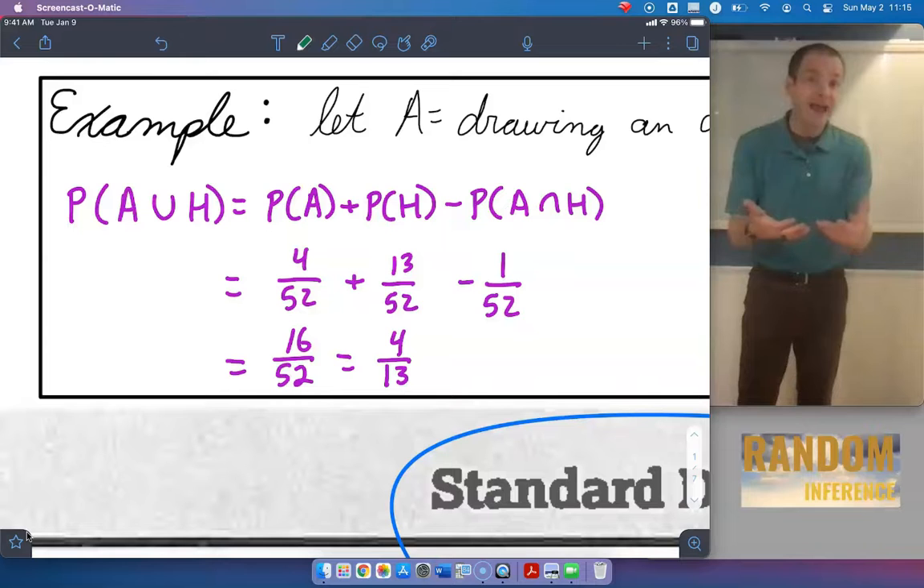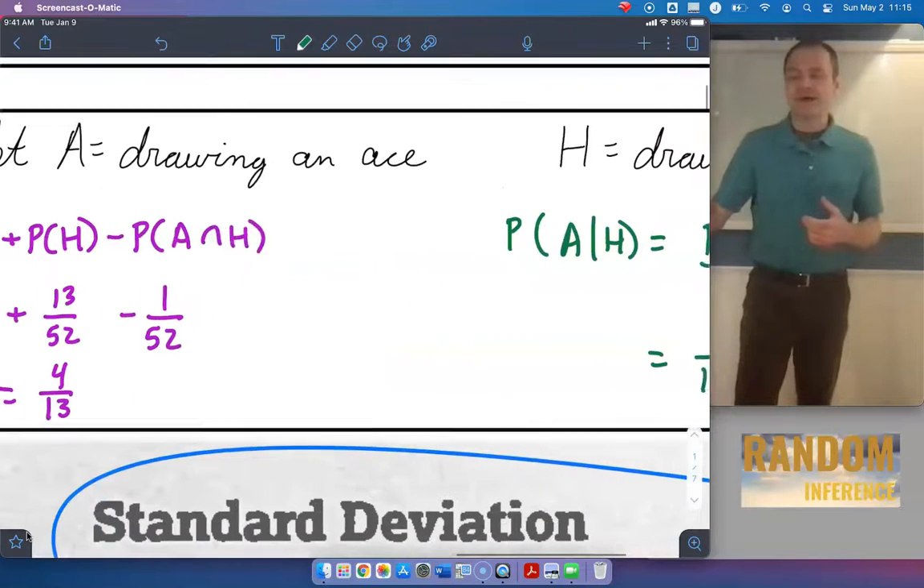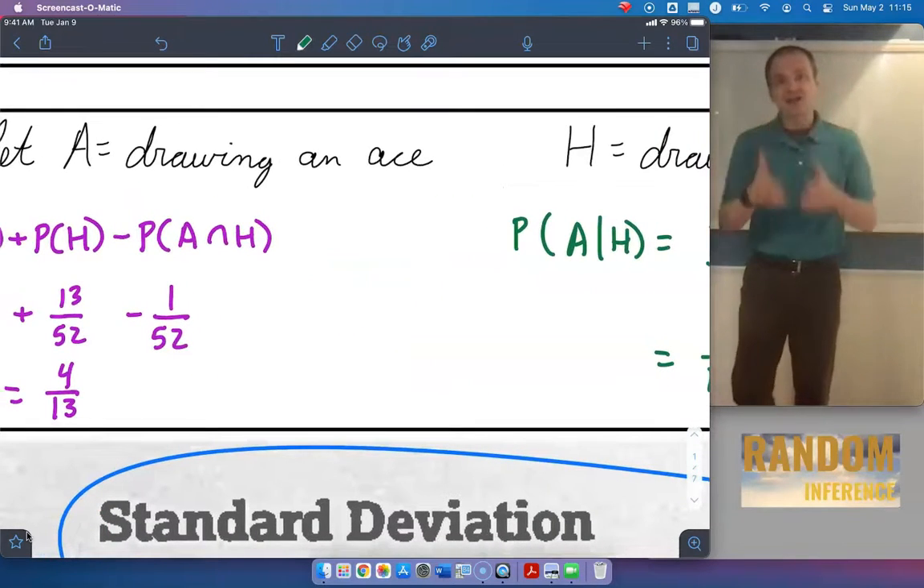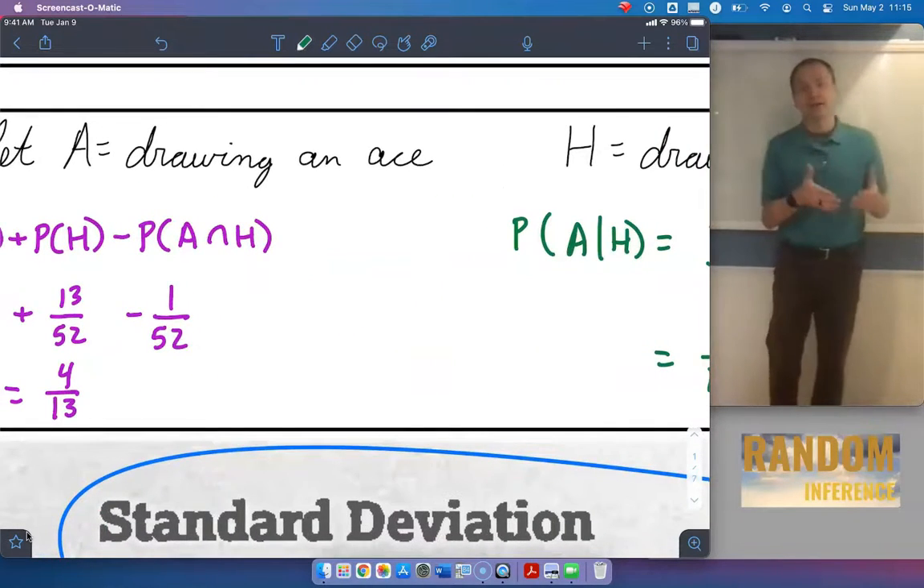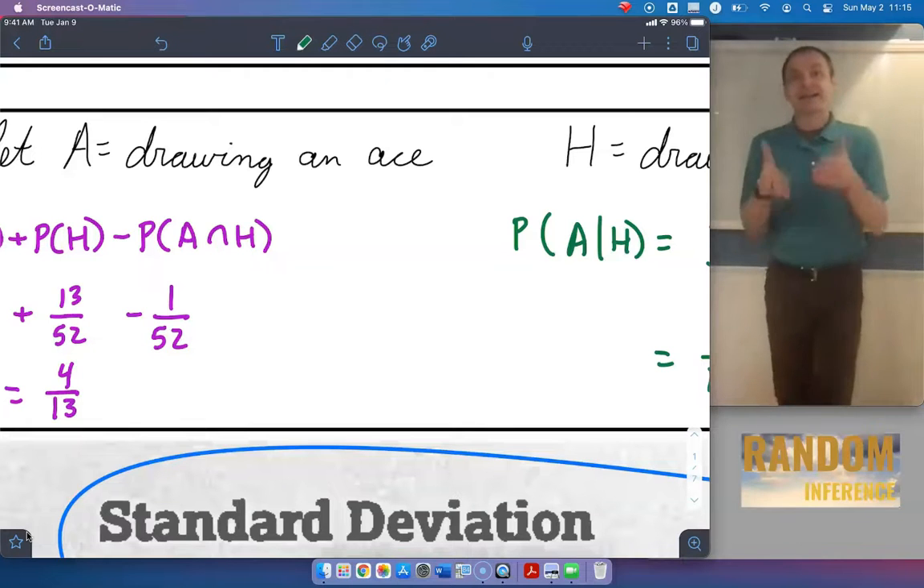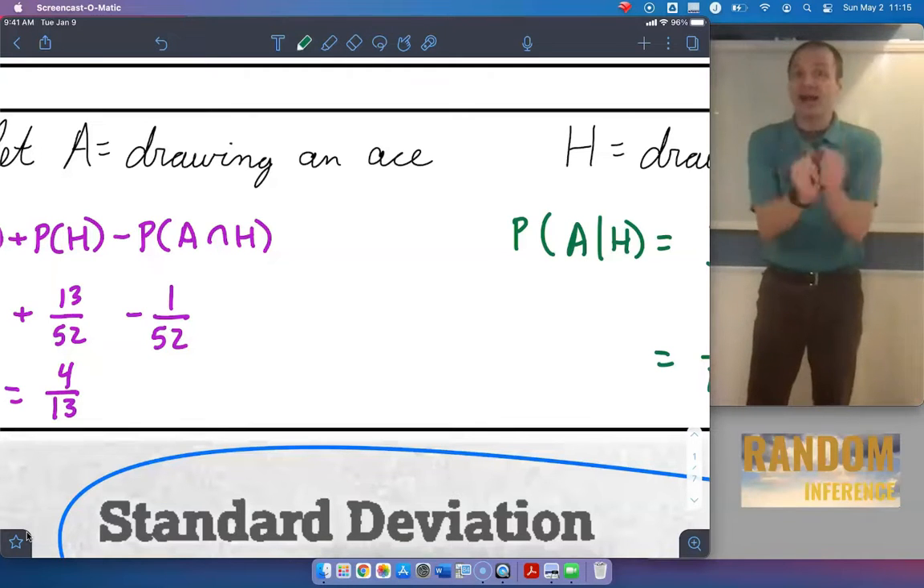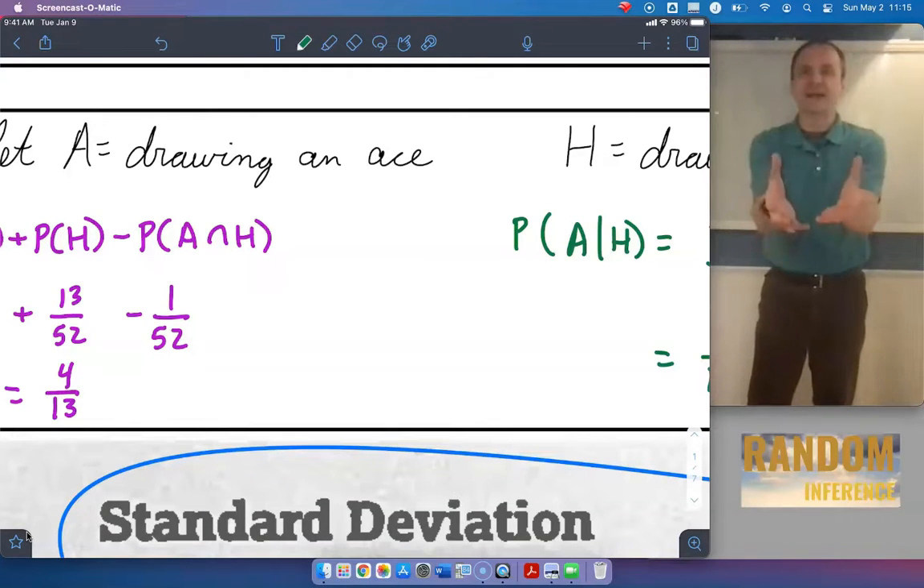Now, a "given that" for this scenario would be the probability of A given that H occurred, which means find the probability of drawing an ace given that you already have a heart. So what's the probability of having an ace in my hand if it's a heart?